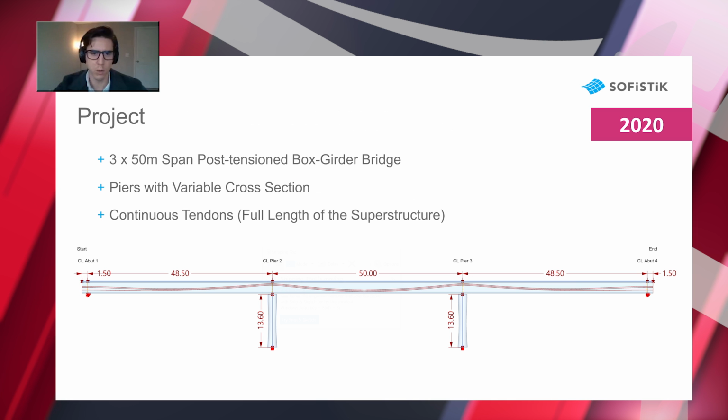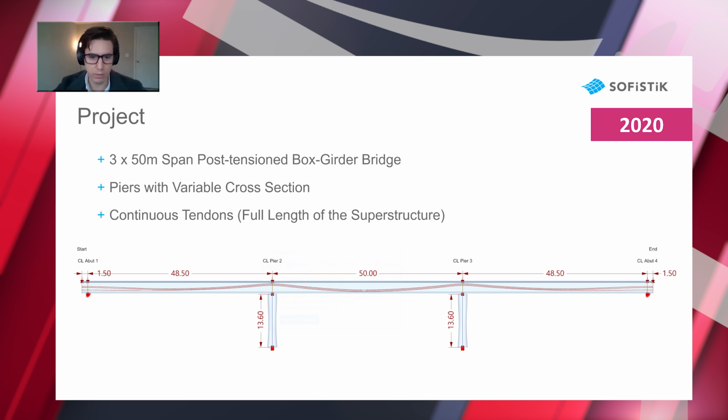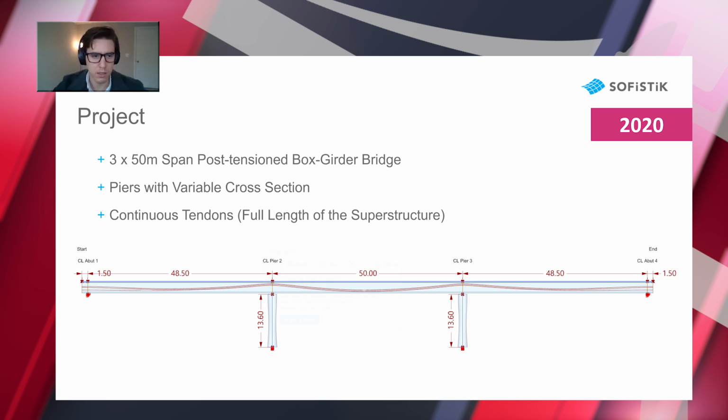So let's talk a little bit about the example or the project that I want to show today. It's a 3 times 50 meter span post-tension box girder bridge, even though the spans are fully parametric, so you can change all of these things. The piers have a variable cross-section along the height of the piers. So it's architecturally quite nice. And we have some continuous tendons. They're continuous along the full length of the superstructure. This bridge would be a typical kind of span by span bridge sitting on falsework, so to say.